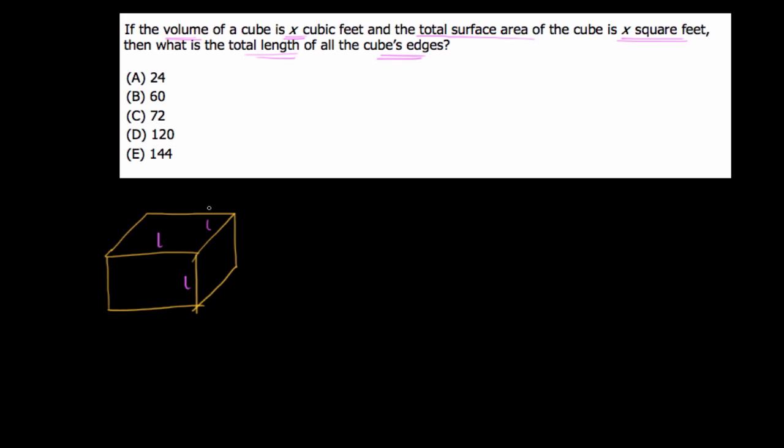Anyway, we already understand what a cube is. So let's begin to depict what the question says. I need to give a mathematical representation of the statement. The first statement says the volume of the cube is x cubic feet. The volume of a cube is given by length times breadth times height, and that is L cubed. We are told that the volume is x cubic feet, that is, L cubed is equal to x.